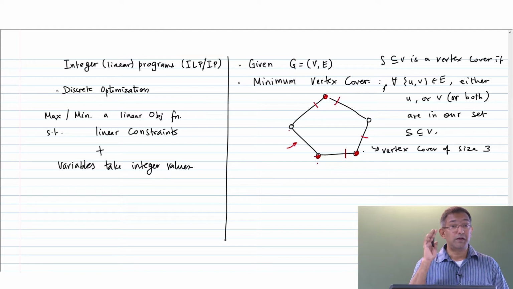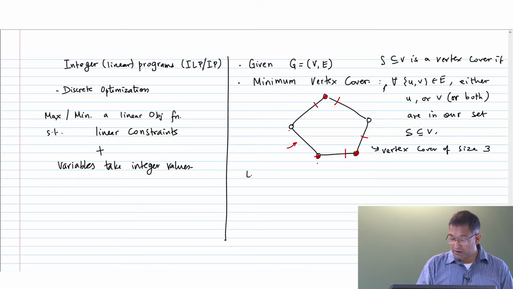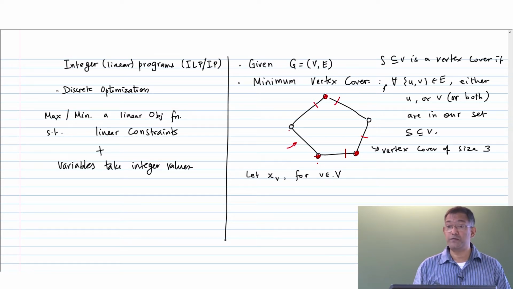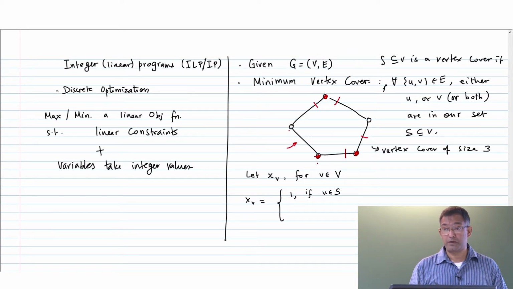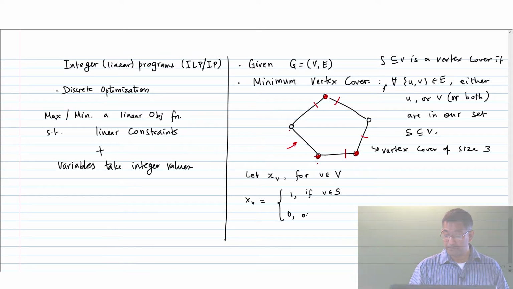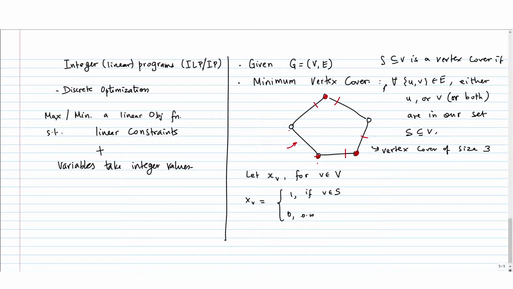We are going to write an integer linear program for this problem. To that end, let us define a variable x sub v for each vertex v. The interpretation is that the variable takes a value 1 if v is going to be in our vertex cover and is 0 otherwise. This is what we would like.